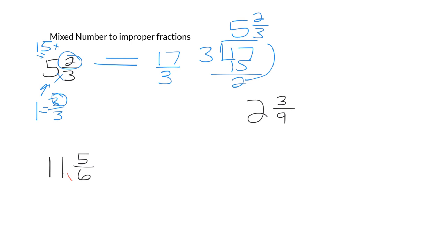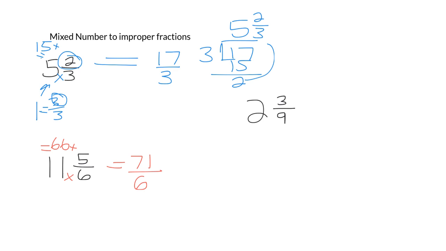Okay, now let's start on this one. We're going to multiply our whole number times our denominator. So 11 times 6 equals 66. And then we're going to add our numerator, kind of our leftover, those 5/6 pieces. 66 plus 5 is 71/6.